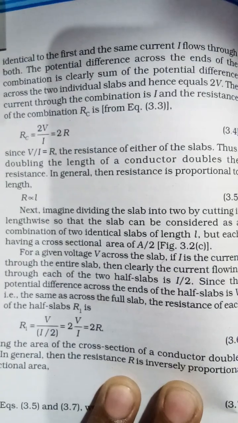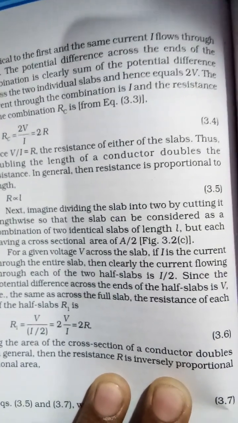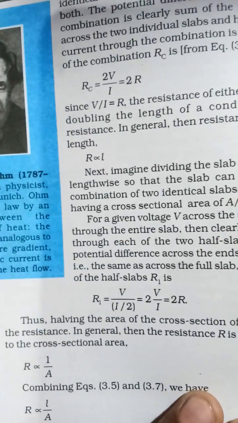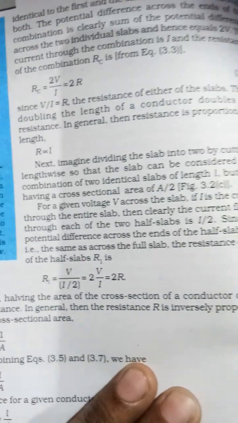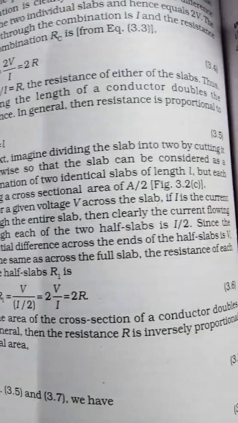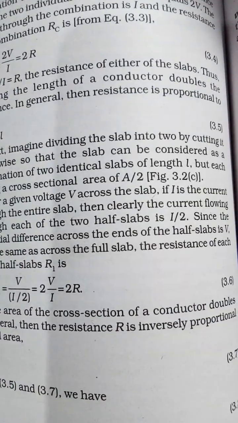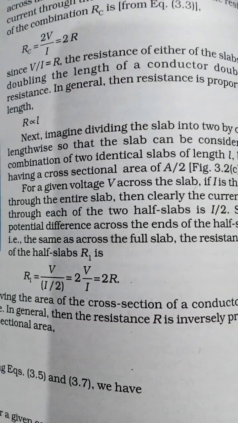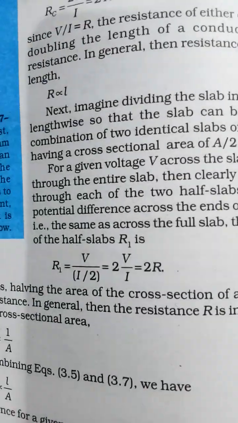The current through the combination is I, so the resistance of the combination RC from equation 3.3 is RC equal to 2V by I, which is equal to 2R, where V by I is equal to R, the resistance of either of the slabs. Thus, doubling the length of the conductor doubles the resistance. In general, then, resistance is proportional to length. You will see the proportionality symbol.